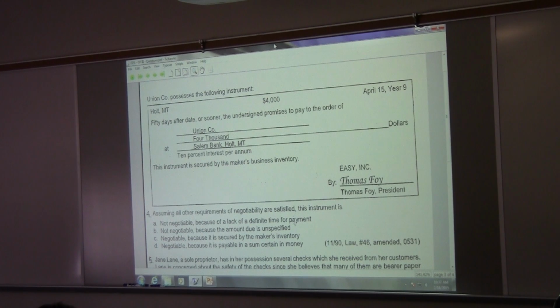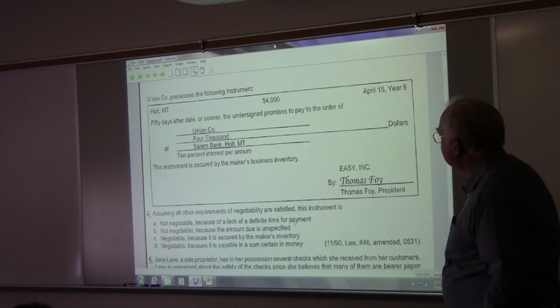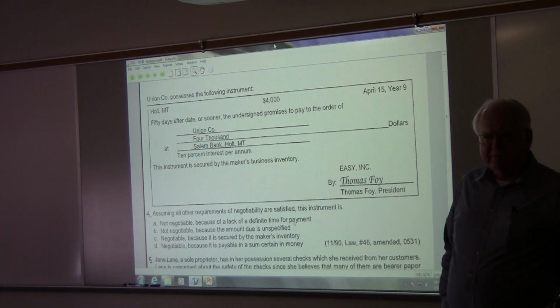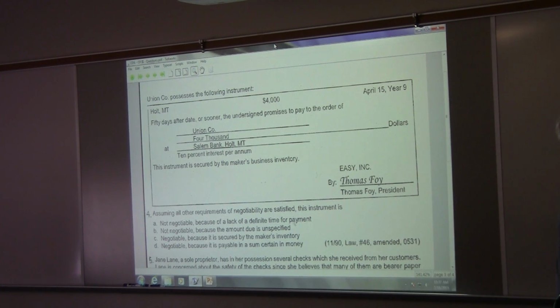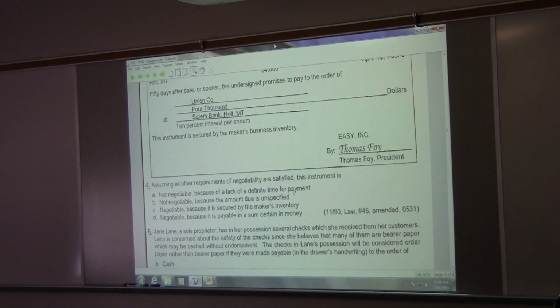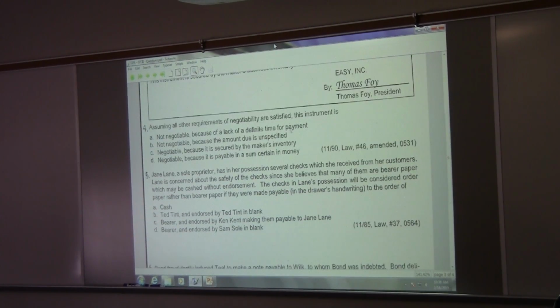Linda, not negotiable because the amount due is unspecified. But it is, isn't it? C, negotiable because it's secured by the maker's inventory. Well, Megan, that doesn't matter. So D, negotiable because it's payable in a sum certain in money. Linda, the answer is D. D is in dog. And you agree? Yeah.